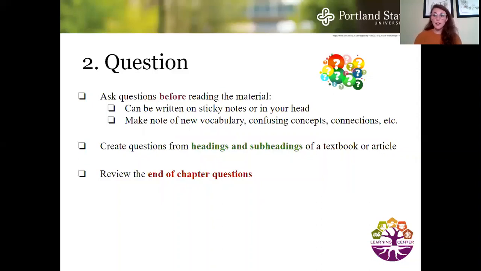For example, if you're reading something on developmental psychology and there are different theorists or theories in the chapter, you can go through and turn each one of those into a question by saying, what is so-and-so, or what is this theory, or what was so-and-so's theory on this? That way, when you get to the end of the chapter, you can check in with yourself and ask, okay, do I understand these really basic questions of what the main ideas were?